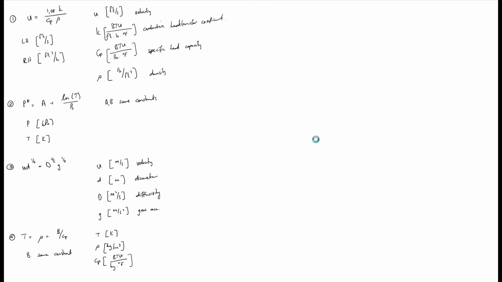Now, in all four of these examples that I gave you, you should note the following. For you to calculate U in foot per second in the first equation, you must enter K in BTU foot hour degree Fahrenheit, Cp in BTU over pound per degree Fahrenheit, and rho in pound per cubic foot. You cannot enter U, K, Cp, or rho in any other units but the imperial units given there. For the last example, number 4, T will be calculated in Kelvin when you enter rho in kilogram per cubic meter and Cp in BTU over kilogram degree Fahrenheit.